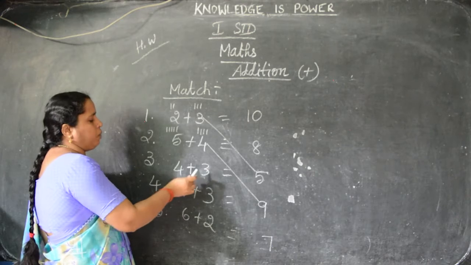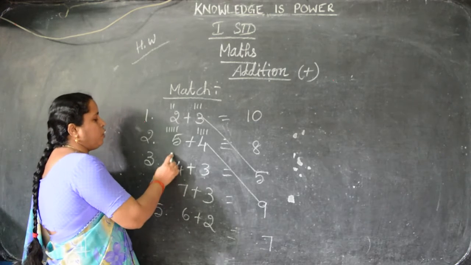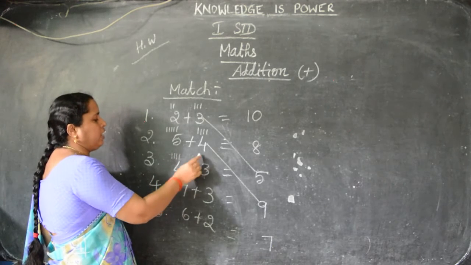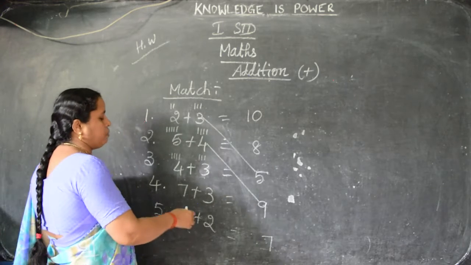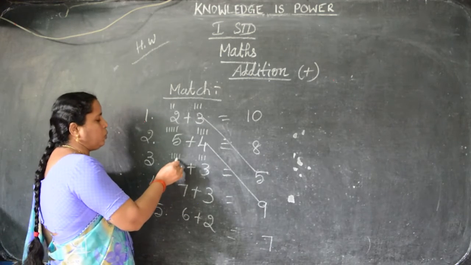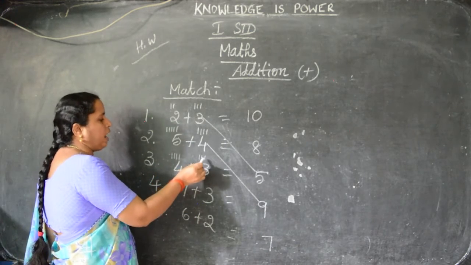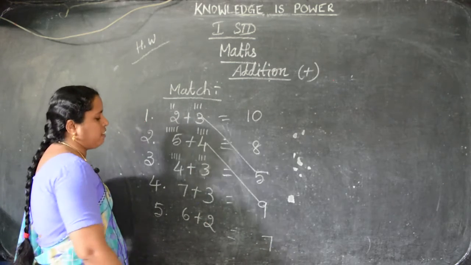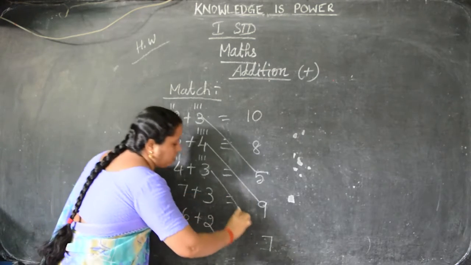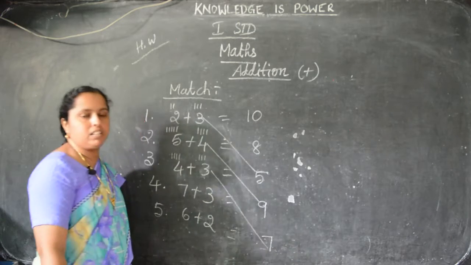Next 4 plus 3. You should add 4 plus 3. For 4, 4 lines. For 3, 3 lines. Count and say what number comes? 1, 2, 3, 4, 5, 6, 7. So 4 plus 3 is 7. Where is 7? 7 is here. So you should match 7.